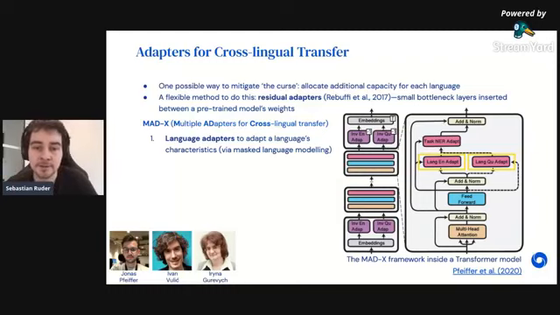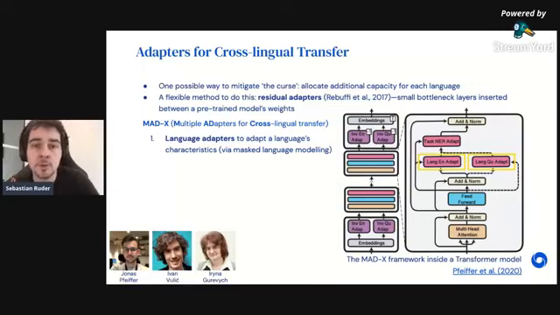Firstly, we add language-specific parameters, so language adapters, that we can use to give the model additional capacity to more accurately model the particular linguistic characteristics of a certain low-resource language. These are just added in the upper section, after the addition and layer normalization of the transformer layer.